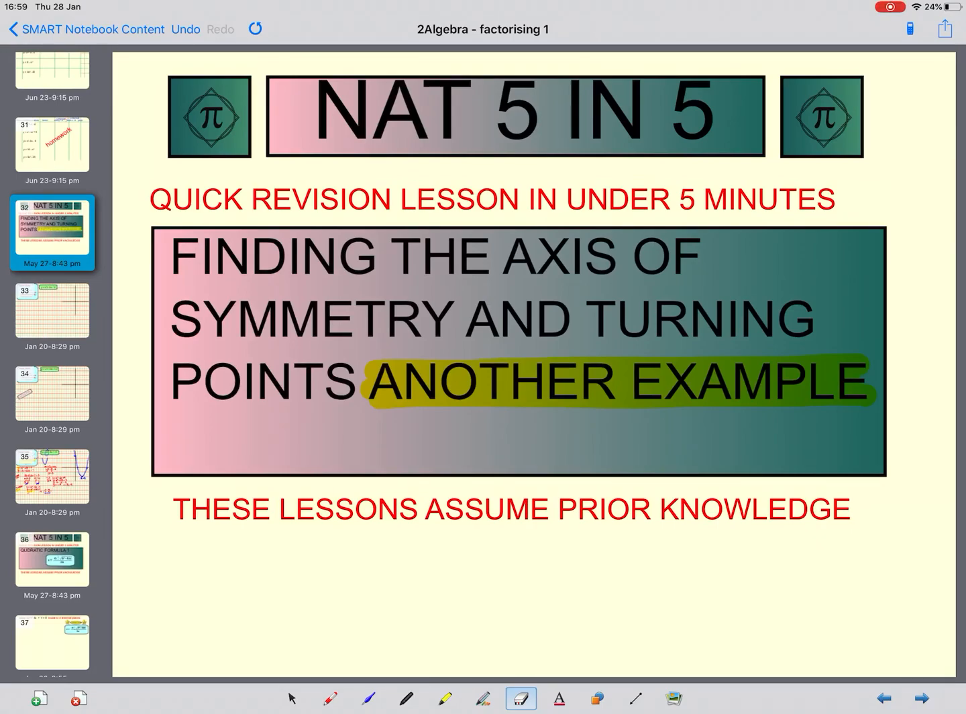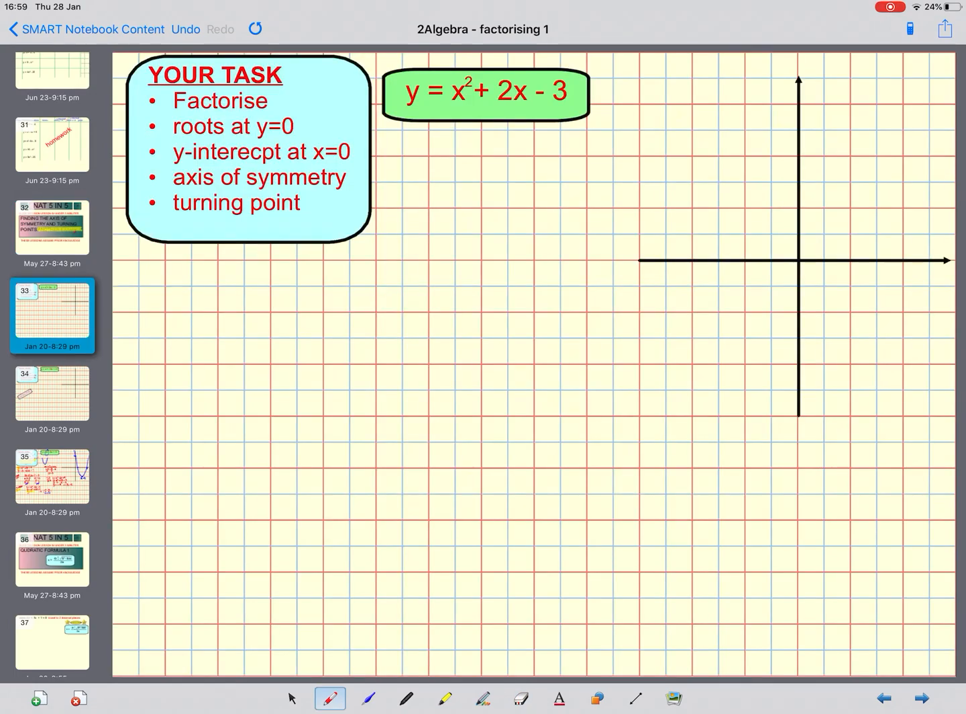We're just going to look at axis of symmetry and turning points, and I'm going to do another example. I've already done an example on this. So we've got y equals x squared add 2x take away 3, and we are going to factorise. We all know how to do that now, so I'm going to do it pretty fast. It's a trinomial, we've got an x and an x, it must be 3 and 1. In order to get your plus 2, it must be a plus 3 and a negative 1.